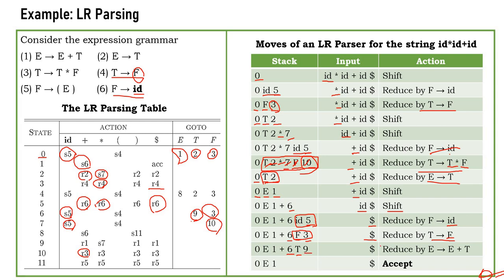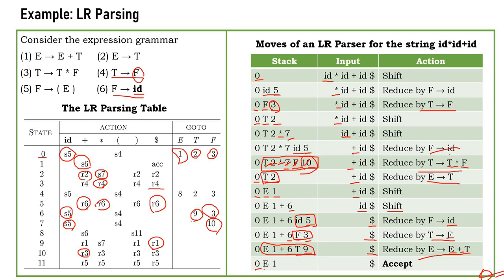Then we have to check this 9 and dollar. So what is 9 dollar? It is R1. So we have to reduce by the first production. So what is the first production? E implies E plus T. So reduce by E implies E plus T. So how many elements are there? E plus T, so totally 3. So 3 into 2 it is 6. So these 6 elements are removed from the stack, and we are reducing by E.